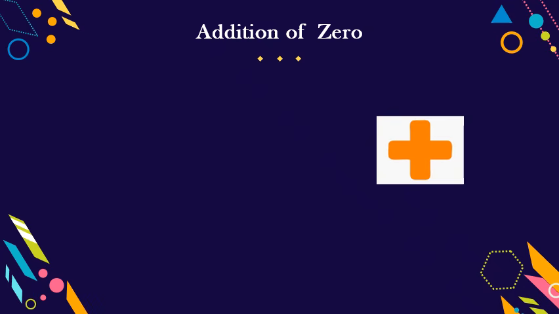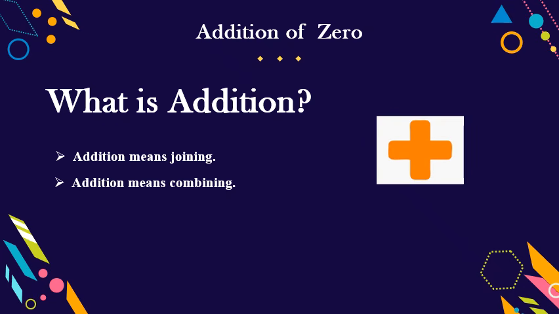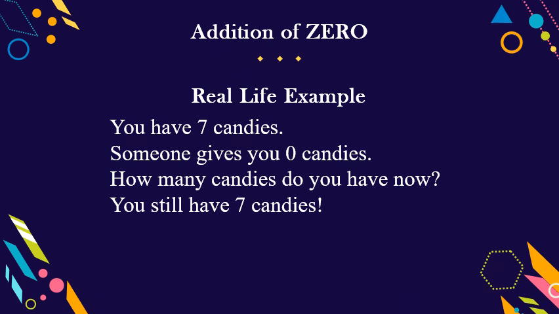Dear students, can you tell me what is addition? Yes, addition means joining. Addition means combining. Addition means to put things together. Dear students, first we know the addition rule. When we add 0 to any number, the number stays the same. It means number plus 0 equals number.